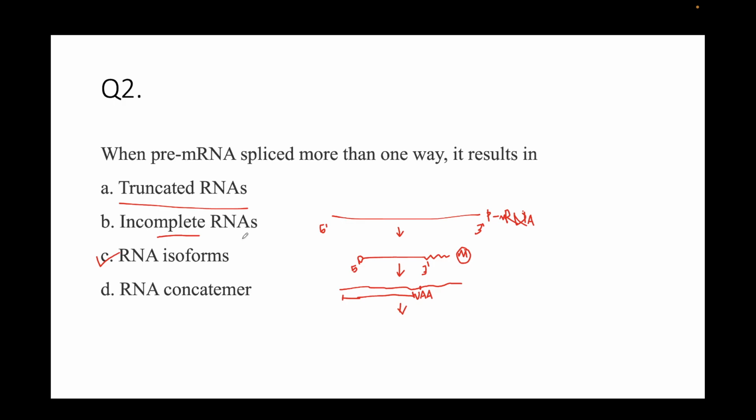Or RNA isoforms, we have already discussed. These RNA isoforms are different lengths of pre-mRNA, which will lead to different types of polypeptide chains, and these different polypeptide chains can combine together to produce different types of proteins. Understood?